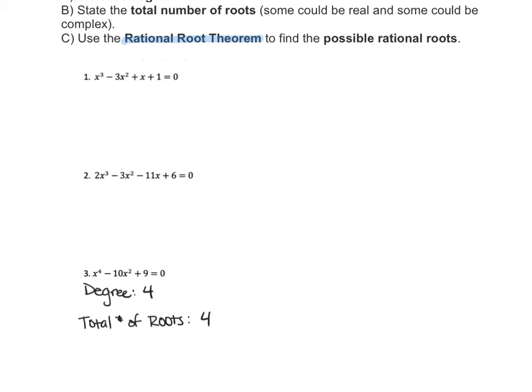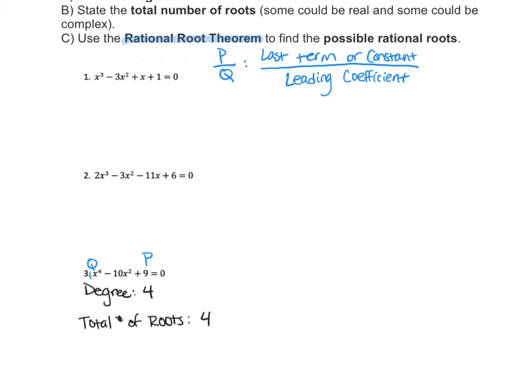So what we do is we take a look at our p-value and our q-value, and we set up our rational root theorem with p over q. Now, p, in this case, is going to be your last term, or constant, so something without an x. In this case, that would be 9. And we're going to put that over q, which is the leading coefficient, or the number out in front. In this case, 1. And then what you're going to do is list the factors of the numerator and denominator.